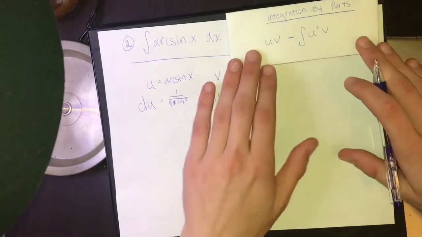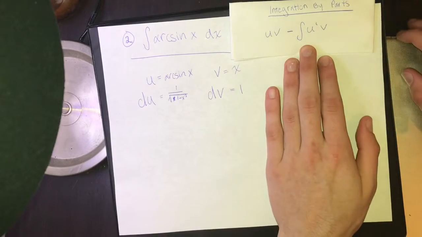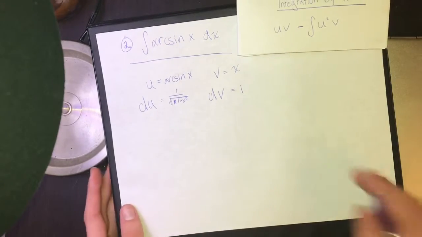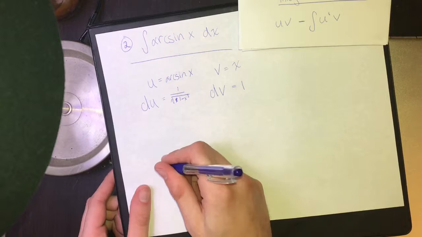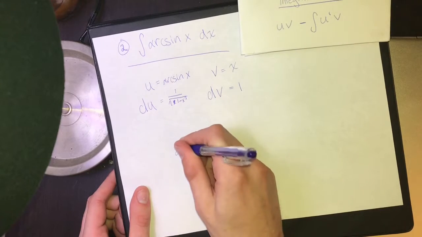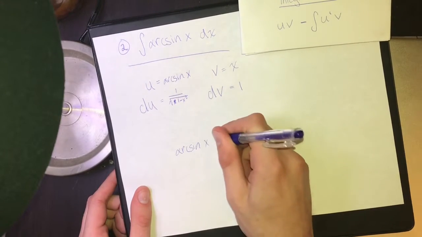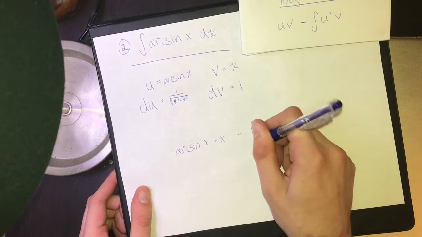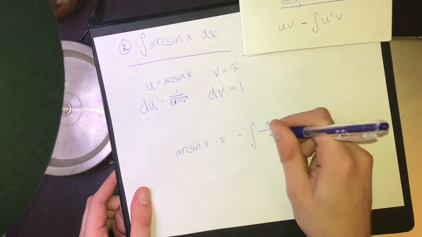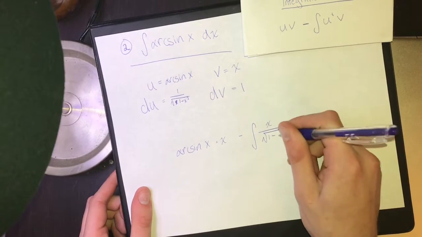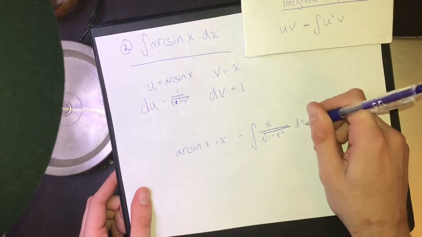So next we're going to be just plugging into the integration by parts formula again. Nothing too out of the ordinary. So we'll have x times the arc sine of x minus the integral of x over the square root of 1 minus x squared dx.